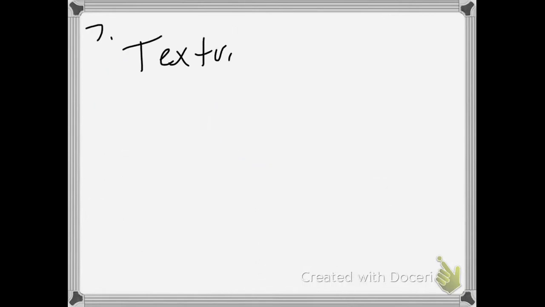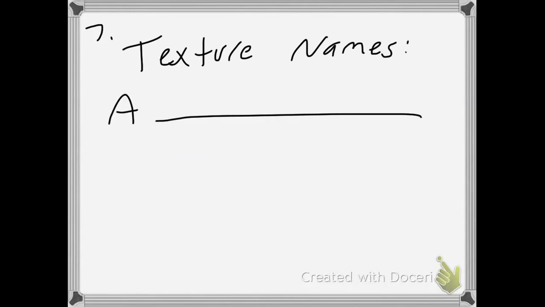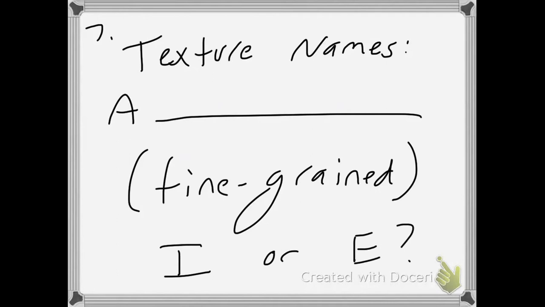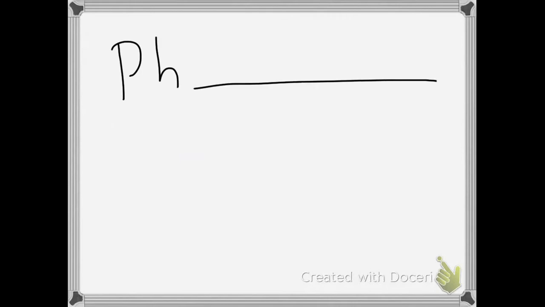Okay, question number 7. We're now going to go over the texture names. So we begin with the name that starts with an A, which means fine-grained. And the A word, of course, is aphanitic. So is an aphanitic igneous rock going to be intrusive or extrusive? So that would be extrusive, of course.